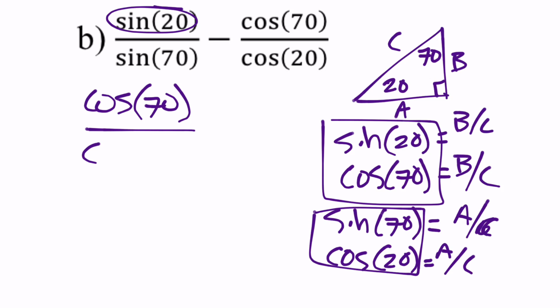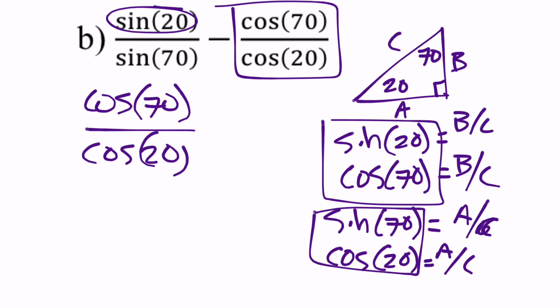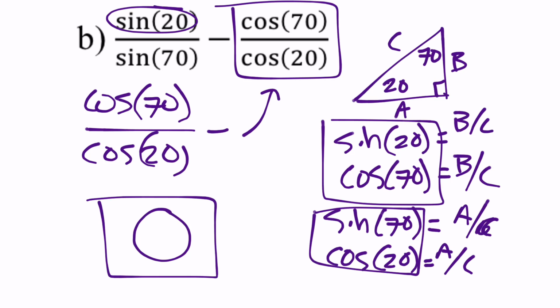So really that first fraction becomes cos of 70 over cos of 20. And look, that's the same thing we have there, cosine of 70 over cosine of 20. So really we have the same thing minus itself, which means 0. We don't know what each thing is individually, but we do know that overall that expression is equal to 0. Cofunction identities.